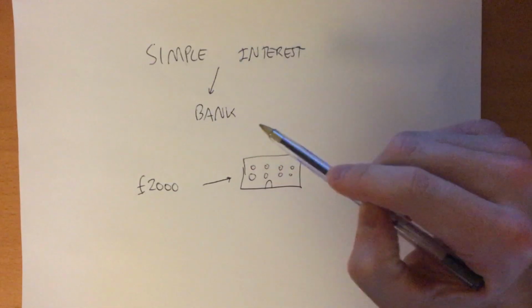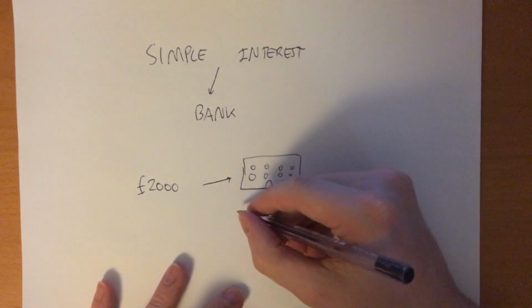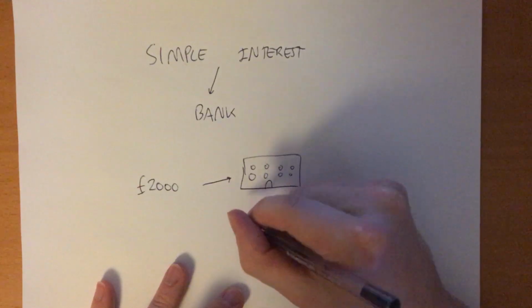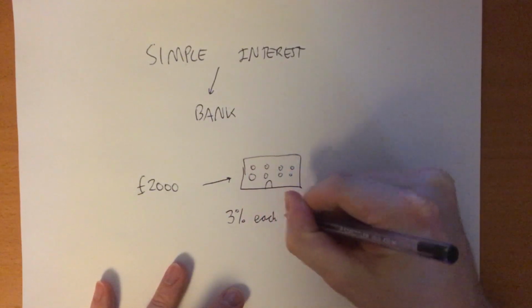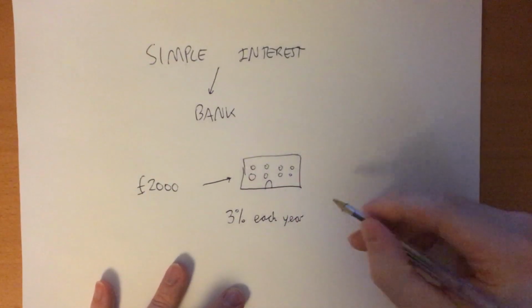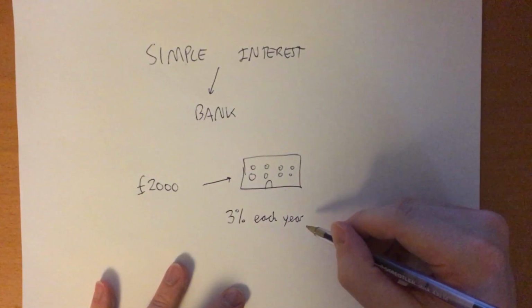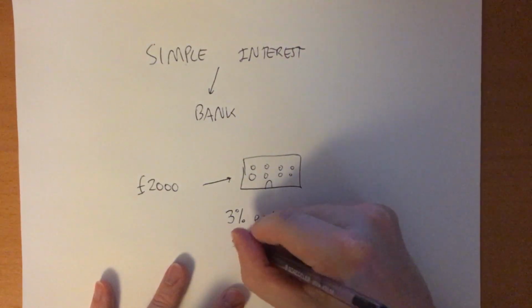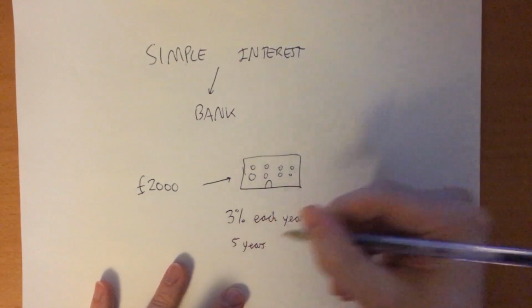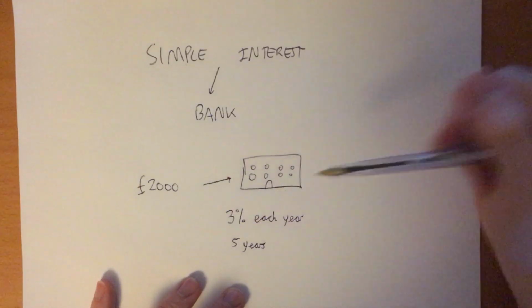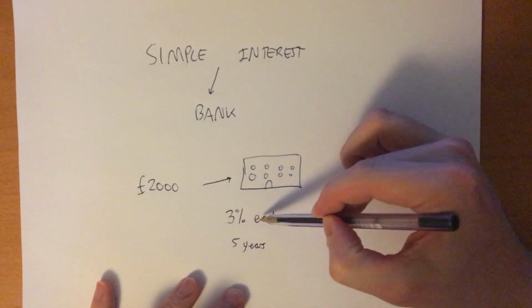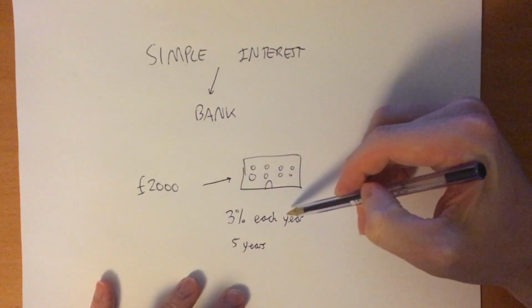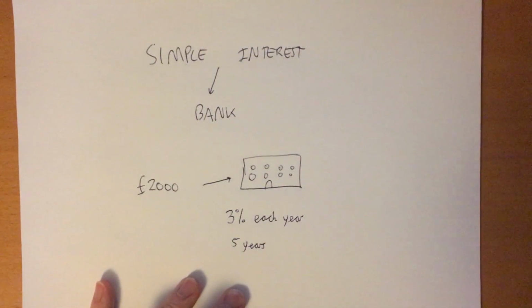So with simple interest, it could say this: simple interest of 3% each year, and we want you to take it out after 5 years. If they say this, what we're looking at here is £2,000, 3% simple interest each year. So what we're going to do is find what 3% of £2,000 is.